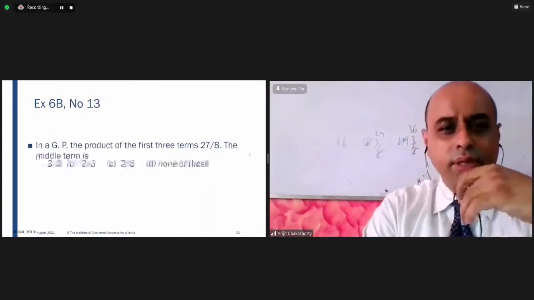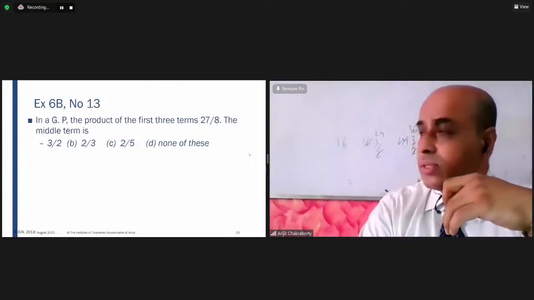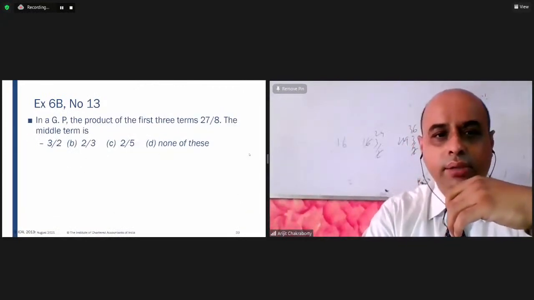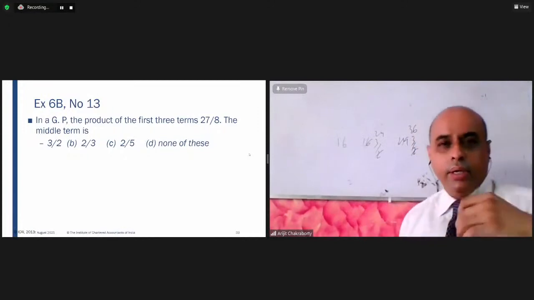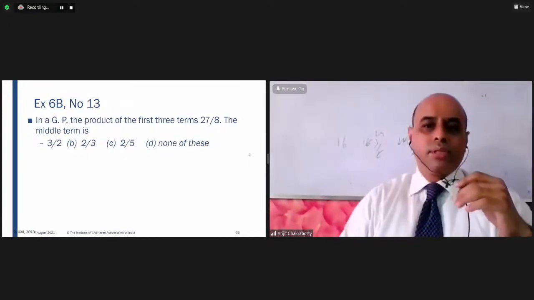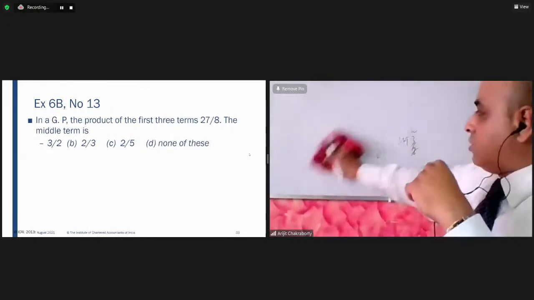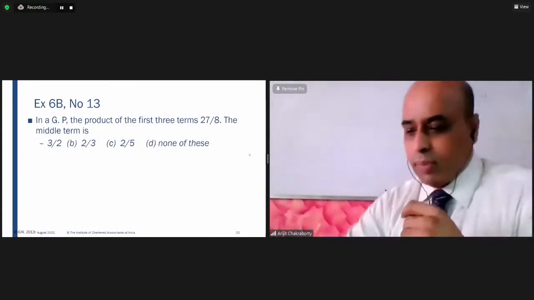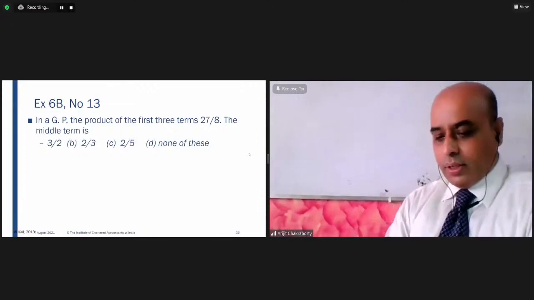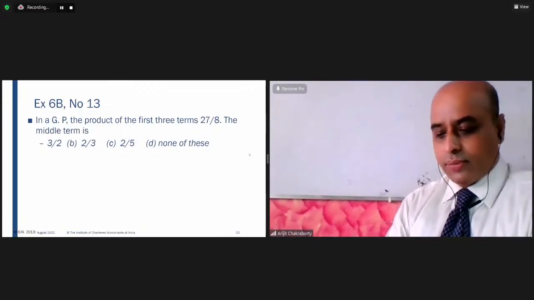Exercise 6B, number 13. In a GP, the product of the first 3 terms is 27 by 8. What is the middle term? Okay. The product of the first 3 terms is 27 by 8. What is the middle term? Let's try and do it in as simple a manner as possible. Okay, just try and do it.